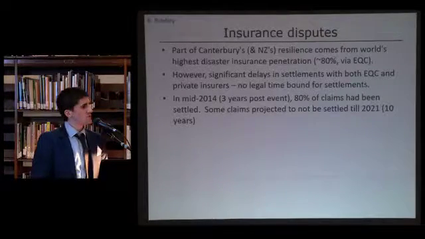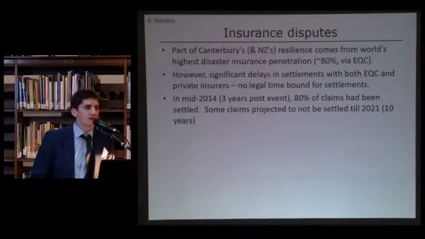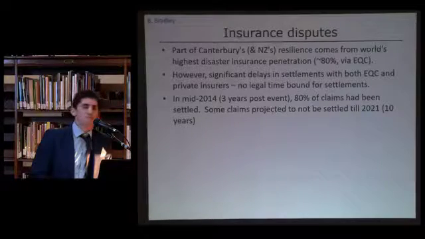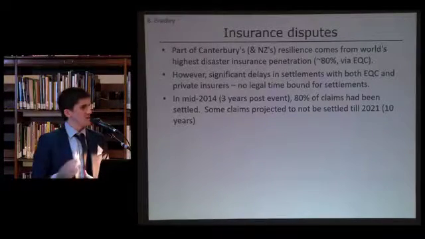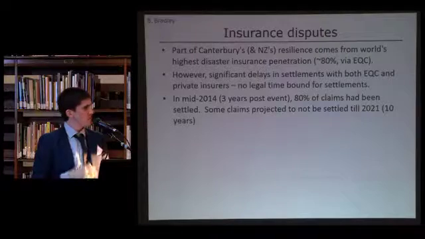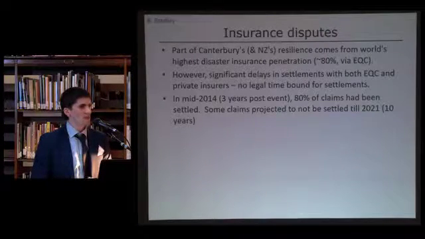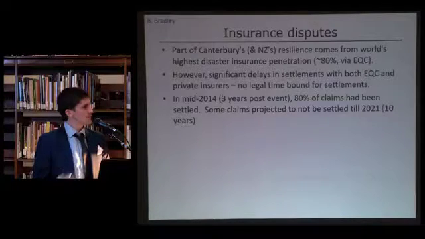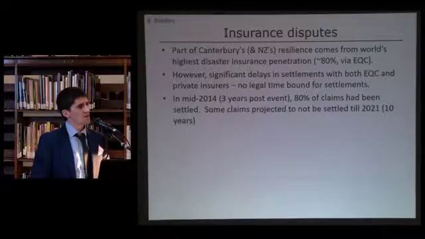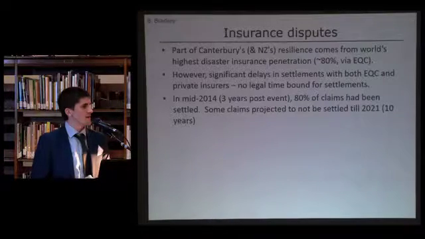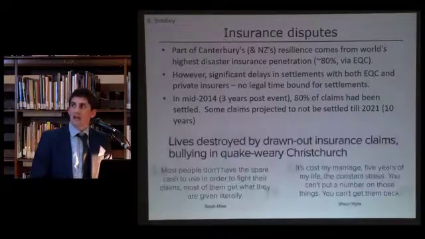And so in mid-2014, which is 3 years after the event, only 80% of the claims had actually been settled, so 20% of people living in broken houses still hadn't had a settlement of their claim with the insurer, and actually documents from the insurers openly disclose that they expect until 2021 to be settling some of these claims, so that's 10 years after the event.